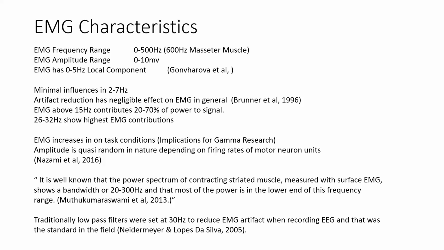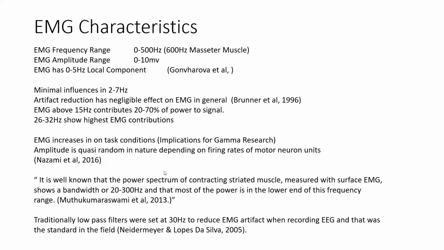He found EMG above 15 hertz contributed 20 to 70% of the power to the signal in general, and most of that's on the higher end. The highest contributions of EMG are in the 26 to 32 hertz range, which is where it really impacts us in EEG and where we really need to focus, not down in the alpha range or the theta range or delta range. And I'll show you that. That's pretty much a waste of time to even look at.